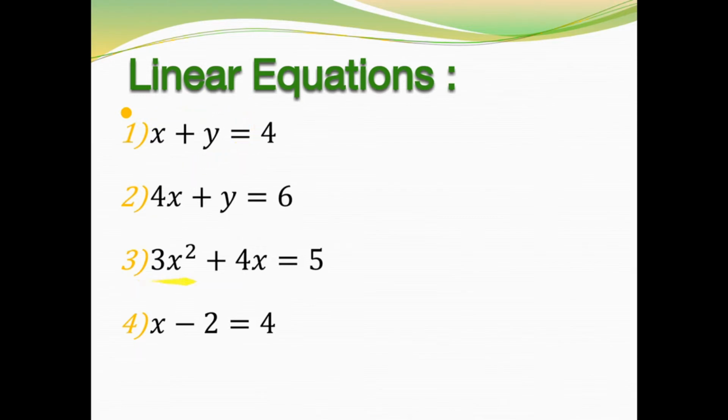Similarly, in the third example, the first term contains 3x square and the variable is x. So the power of x is 2, and we can say the degree of this first term is 2. The second term contains 4x. Here the variable is x and the power of x is 1, so the degree of the second term is 1.